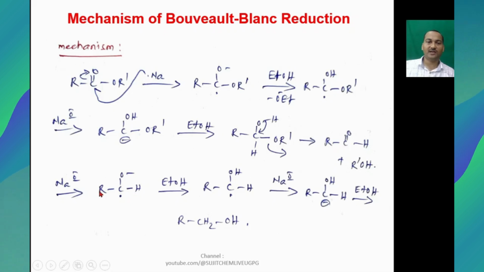So again once you get this aldehyde, it will accept one electron and this CO double bond will break on oxygen. So you have this radical anion. So this oxyanion will take the proton from ethanol. So you get the hydroxyl group. So again sodium will donate another electron to this carbon. So it becomes carbanion. And this carbanion will take the proton from ethanol. So you get this primary alcohol.